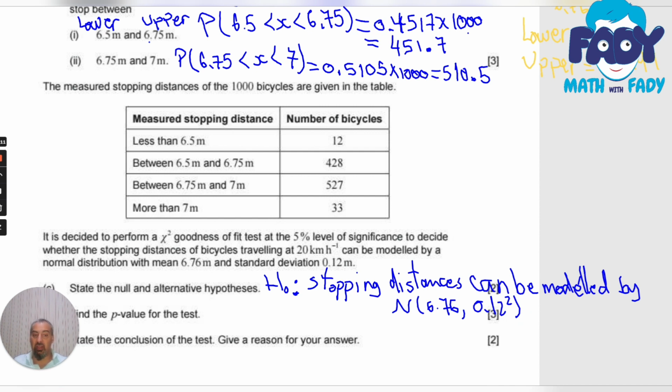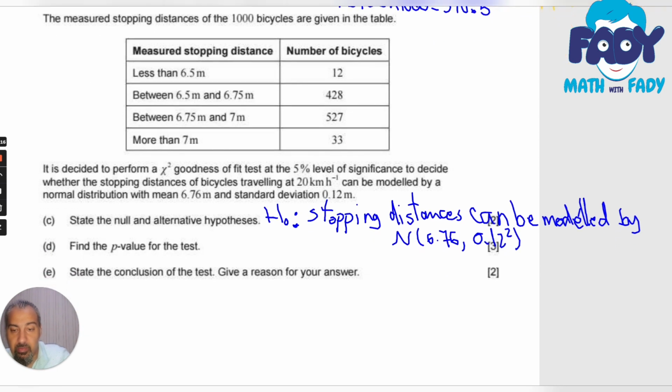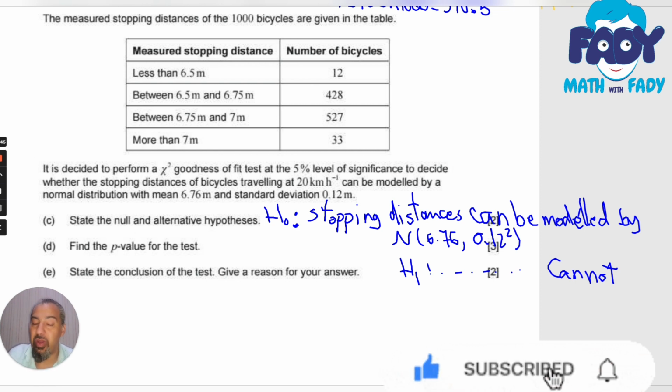What would be the alternative? Alternative hypothesis, this is the same but cannot be modeled. The same, cannot be modeled by this normal distribution. Find the p-value of the test. So now we need to insert this information to the calculator and calculate chi-square GOF.